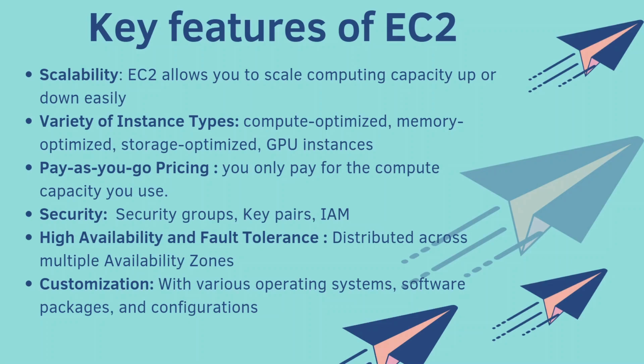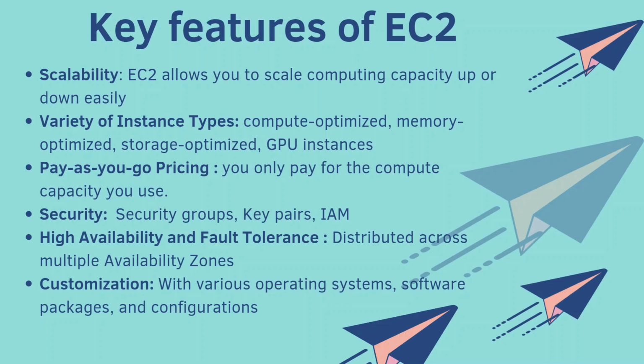Key features of EC2. The first one is scalability. EC2 allows you to scale computing capacity up and down easily. Whenever the demand for compute power or for servers increases, it automatically has the power to increase the servers, and when the demand decreases, it decreases the server capacity. This is the thing we have seen in our example at the start of the tutorial.